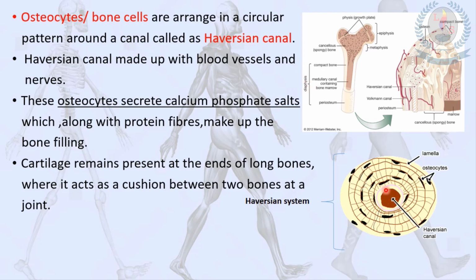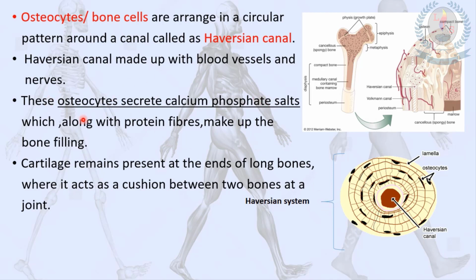Here, can you identify this area? This is the Haversian canal, and these are the circular arrangements which bear these osteocytes or bone cells. These Haversian canals are made up of blood vessels and nerves, that means there are so many Haversian systems in the outside of the bone area, that means in the compact bone, and each and every Haversian system consists of Haversian canals, which include blood vessels and the nerves as well.